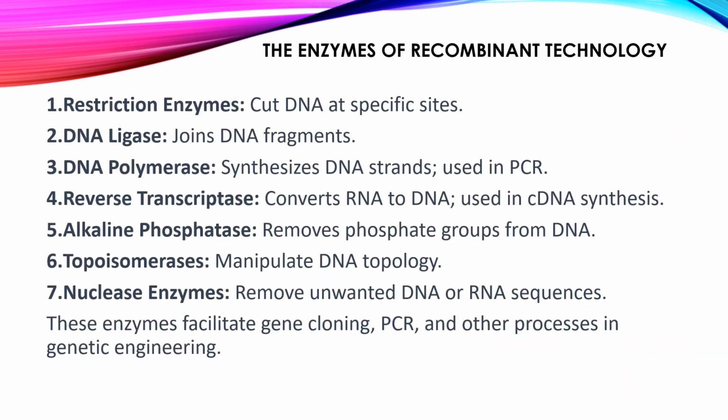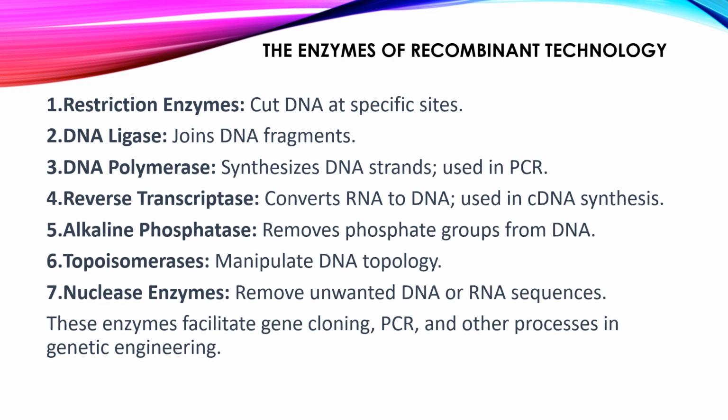So, what are the various tools or efficient enzymes that are used in recombinant DNA technology? These are the following enzymes which play a vital role in this technology. The first one is the restriction enzymes. These enzymes are endonucleases which cut the DNA at specific sites. The second are the DNA ligases. Ligase joins the DNA fragments. DNA polymerases are used in the synthesis of the DNA strands. They are even used in PCR techniques as well.